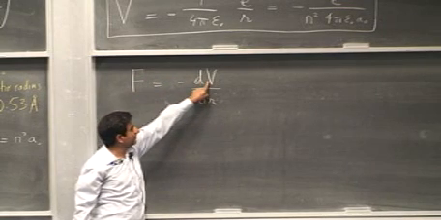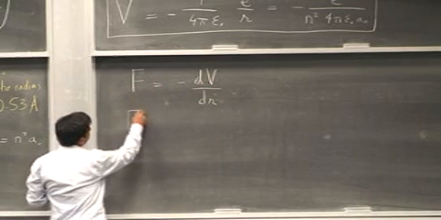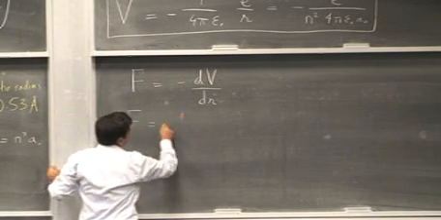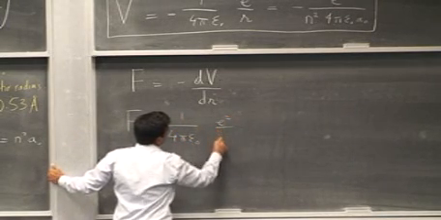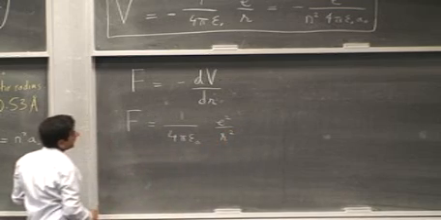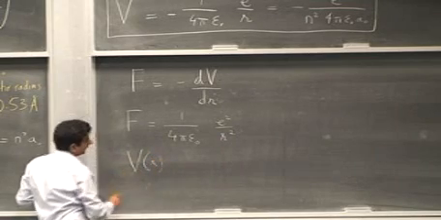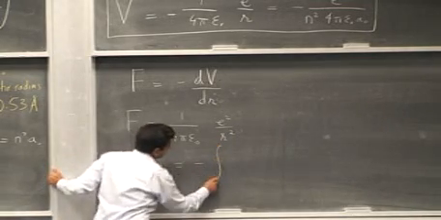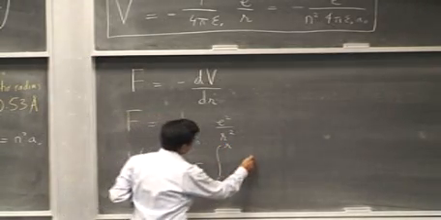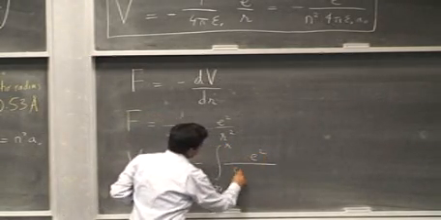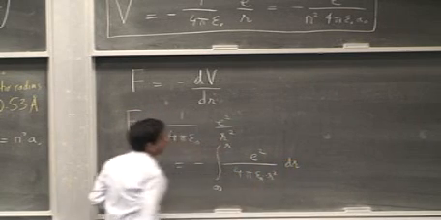Now, the potential energy will be the integral of the force. So, if the force is given by the electrostatic interaction, 1 over 4 pi epsilon naught e squared over r squared, and I would like to find out what the potential energy at a particular point r is, I would take the integral from infinity to r, put the force in here, e squared over 4 pi epsilon naught r squared, and integrate.